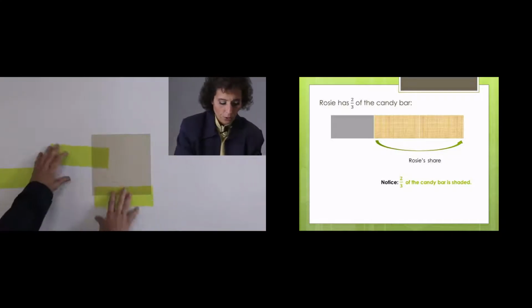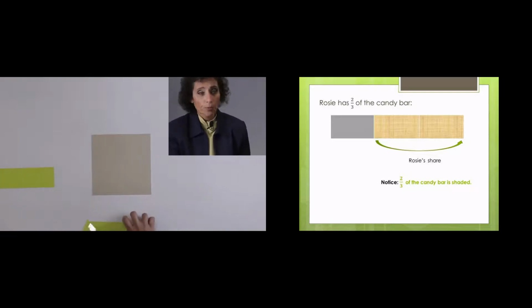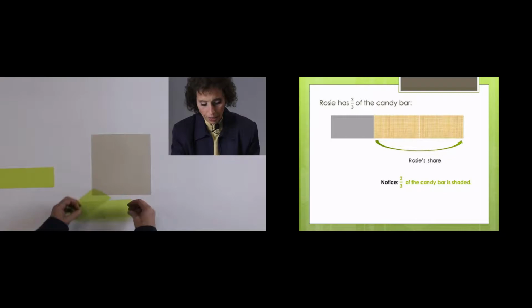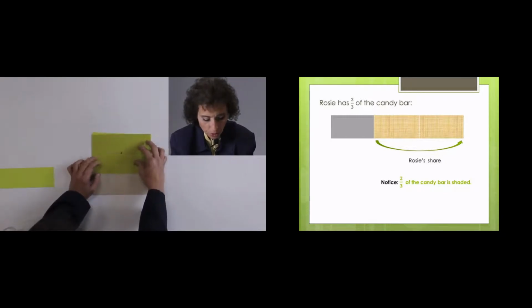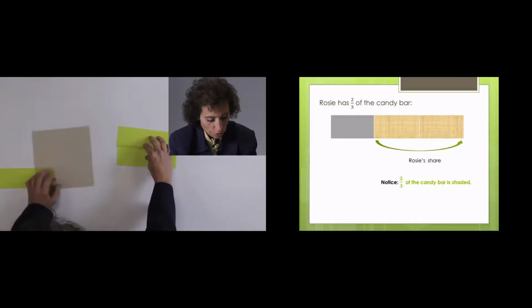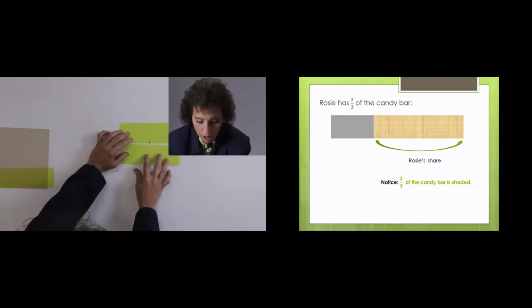So here's what the question says, right? The question says, suppose you gave 2/3 of your candy bar. So there's your candy bar, but you gave 2/3 to Rosie. So this is what Rosie has right now. 2/3 of the candy bar. That's what she has right now.